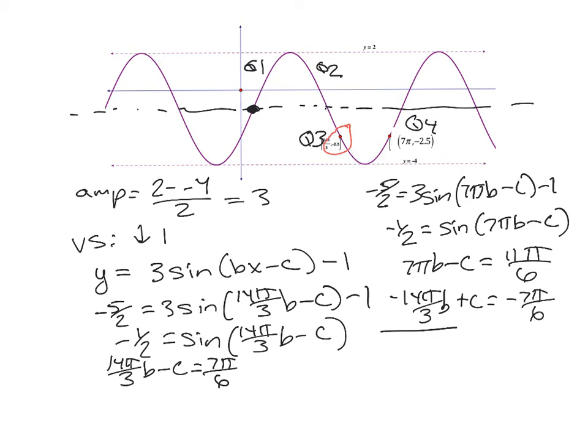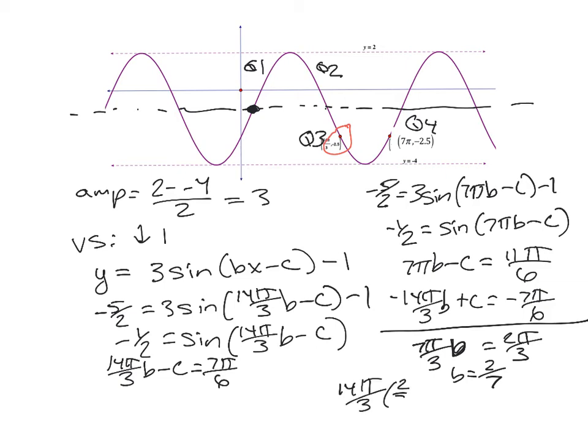I'm just solving the system of equations now. So 7 pi b in terms of thirds is 21 pi b over 3, and subtracting 14 pi b over 3, I get 7 pi b over 3. The c's cancel, and 11 pi over 6 minus 7 pi over 6 will be, oops, my b doesn't look right, will be 2 pi over 3. So solving for b here, I'm going to get 2/7. All right, now let's plug in 2/7 into one of the equations to find c.